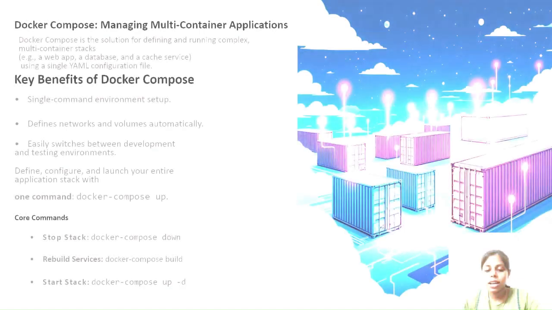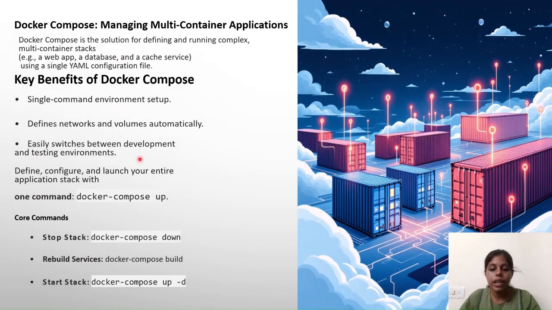Then Docker Compose. When we need to run multiple containers, like a web app, a database, and a cache, managing them manually can be tedious. That's where Docker Compose helps. Docker Compose uses a single file called docker-compose.yml to define all the services, networks, and volumes.